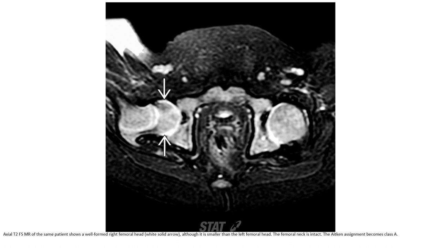Axial T2 fat-saturated MRI of the same patient shows a well-formed right femoral head, although it is smaller than the left femoral head. The femoral neck is intact. This again makes the assignment class A.